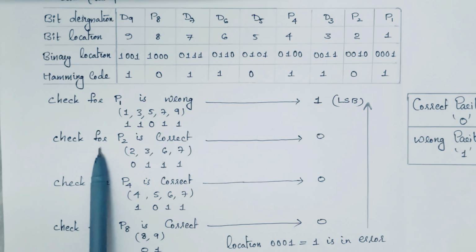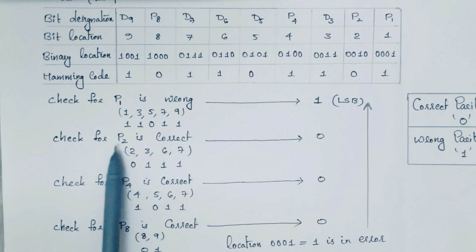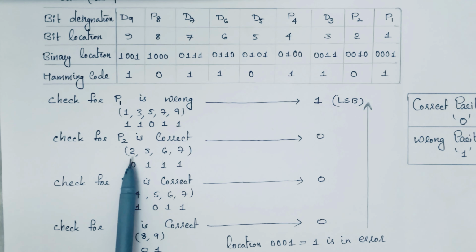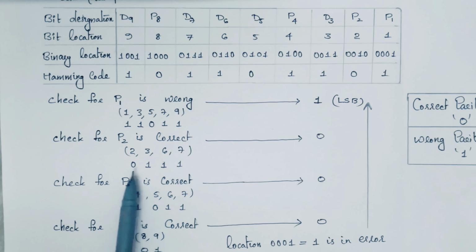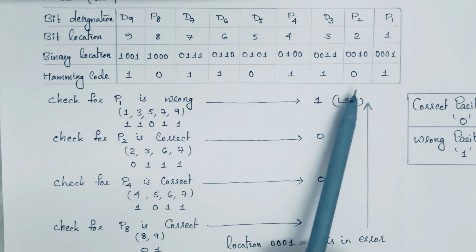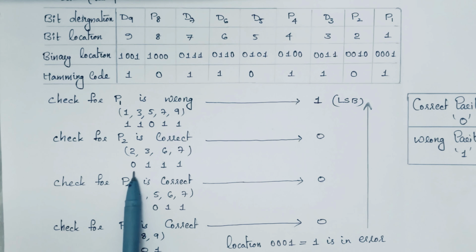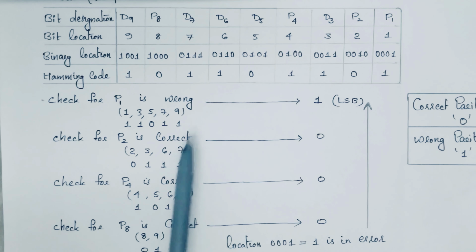Now we are going to check the parity P2. For checking for P2, we need to check the locations 2, 3, 6, 7. So in 2, 3, 6, 7, what are the bits we have? In the second location, 0. So writing 0 here. In the third location, 1. So writing 1. In the sixth location, 1.